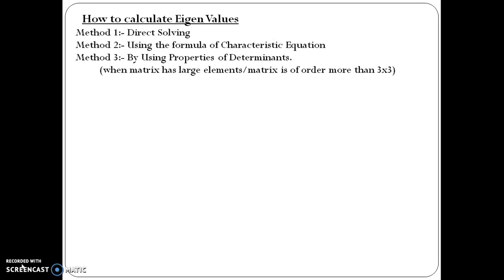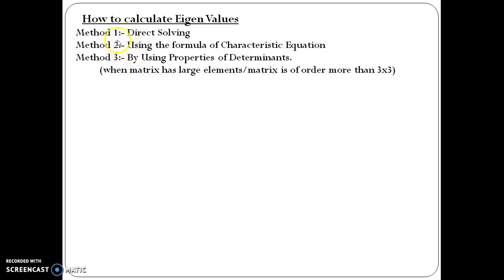In this video lecture, I am going to discuss how to find eigenvalues. Now, out of the traditional methods of finding eigenvalues, I am trying to classify the entire procedure into these three methods. One is the direct solving method. Two is using the formula of the characteristic equation. Third one is using the properties of the determinants. In this video lecture, I will be mainly focusing on method 1 and method 2.